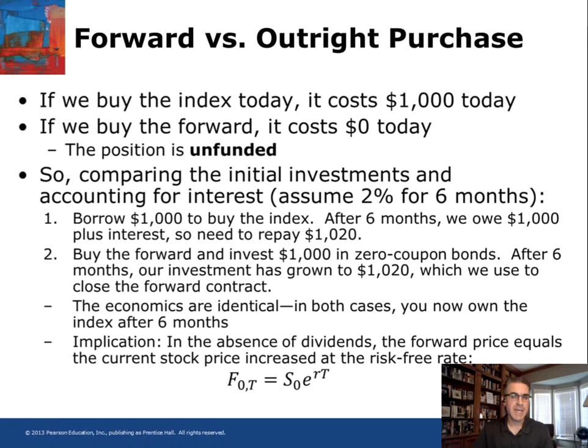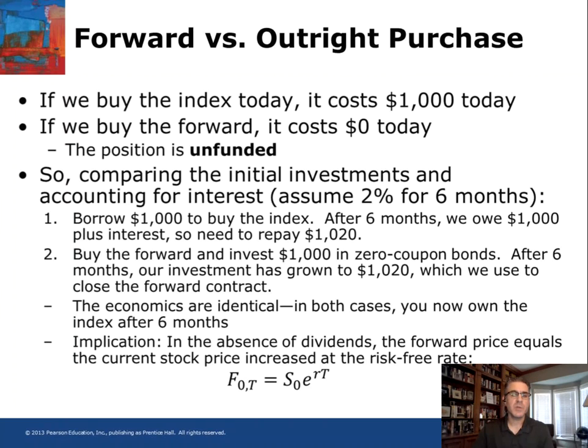If we buy the index today, it costs us $1,000 today. If we decide to buy the forward, it costs us nothing today, but it's guaranteed to cost us $1,020 in 6 months. Since both positions result in the exact same outcome 6 months from today, we own 1 share of the index, then both of these options must be economically equivalent.